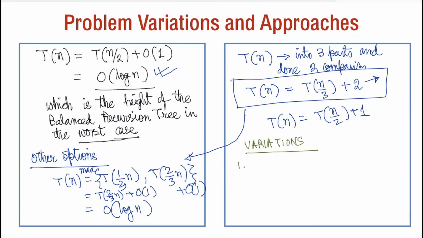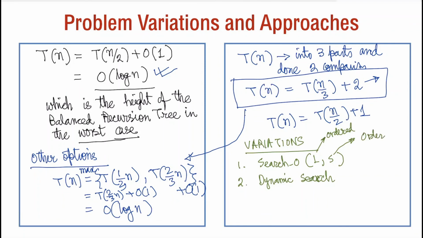The first variation is searching an ordered list L for a set S. Like we said before, we have to search for many elements S in L, and how do we do that efficiently? The second is dynamic search, where here L is ordered, but S could be ordered or unordered. I'll leave it for discussion in the class about how we are going to do this.